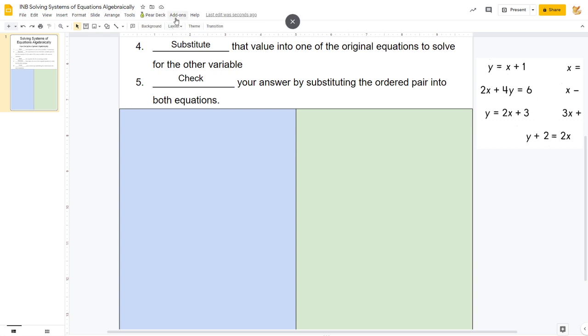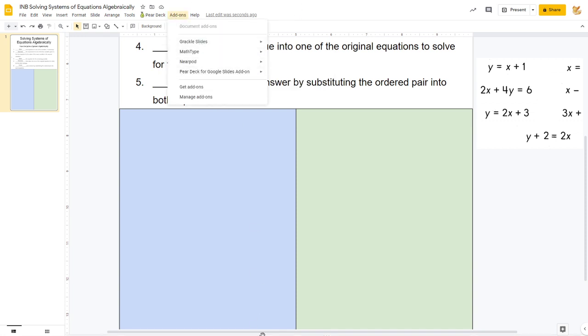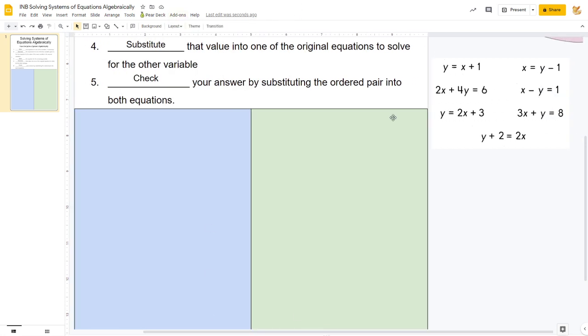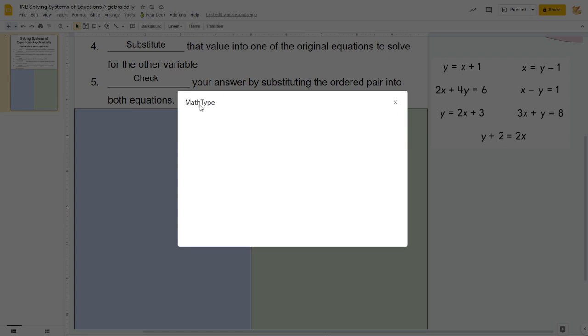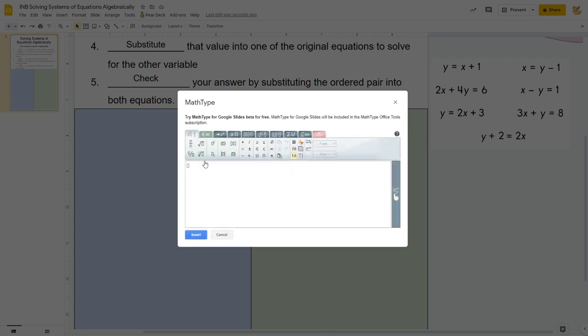So I'm going to go to my add-ons, and let me scoot over really quickly so I can see that before I open it up. So I'm going to pick two of these. I'm going to do an easy one, and I'm going to do a hard one.